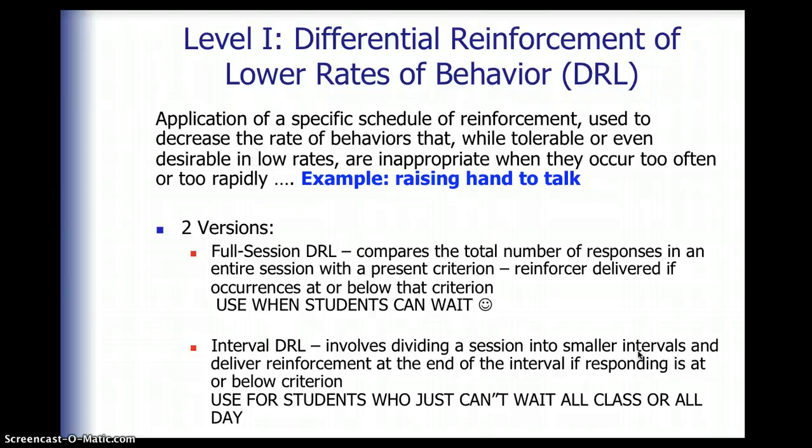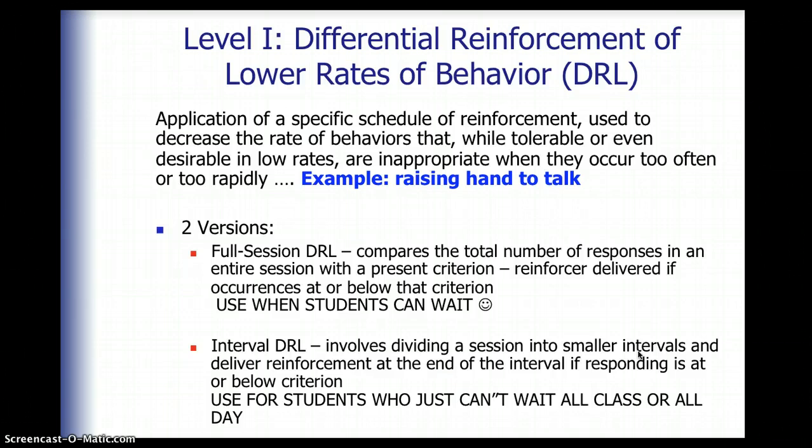So an example that I've seen a lot in classrooms is a student that just raises their hand too much. Every 5 seconds their hand is in the air. They're not attending to work. They're constantly wanting to tell you stories, answer every question whether they know the answer or not, ask for special permissions. They're not getting work done.